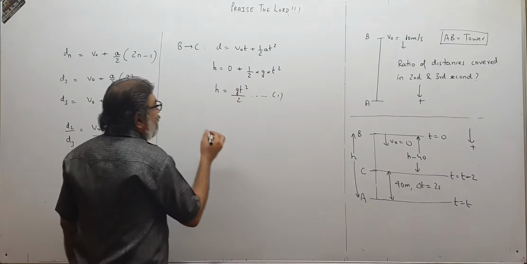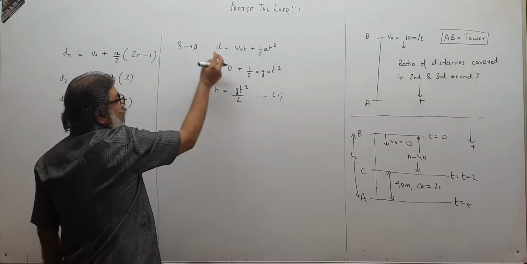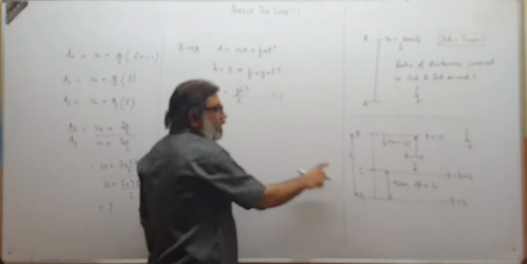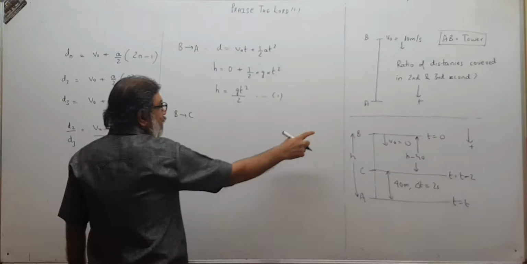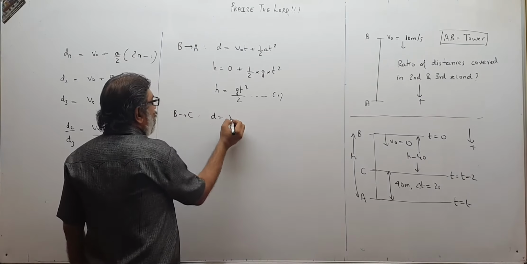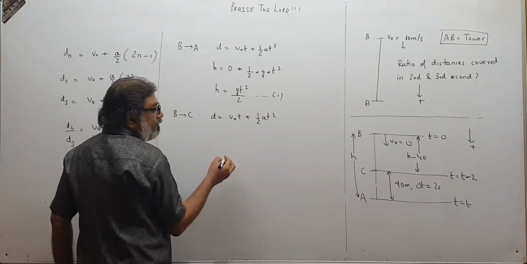Then from B to C, this was B to A, sorry children, this was B to A total height. Then I take top of B to C again. From B to C, again D equals V0T plus half AT squared.